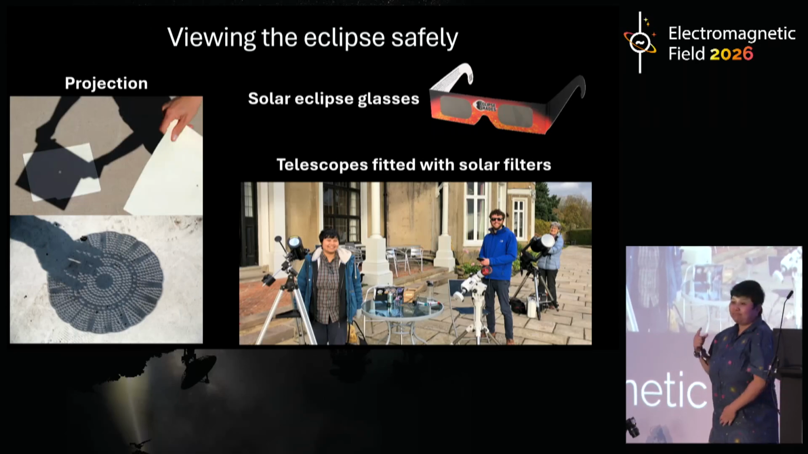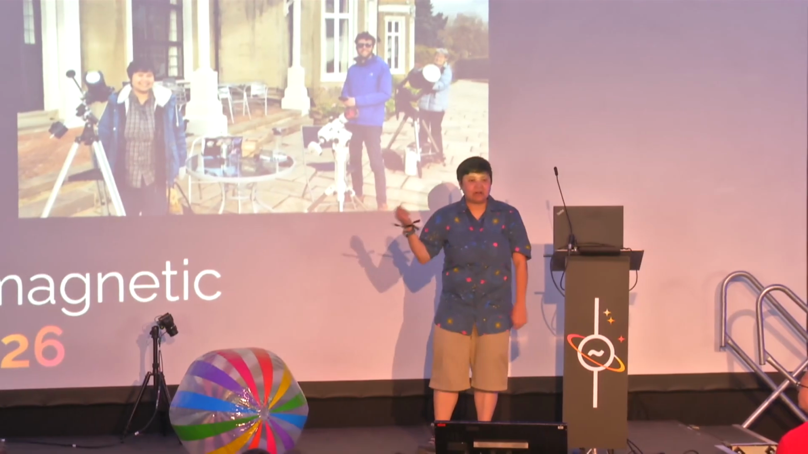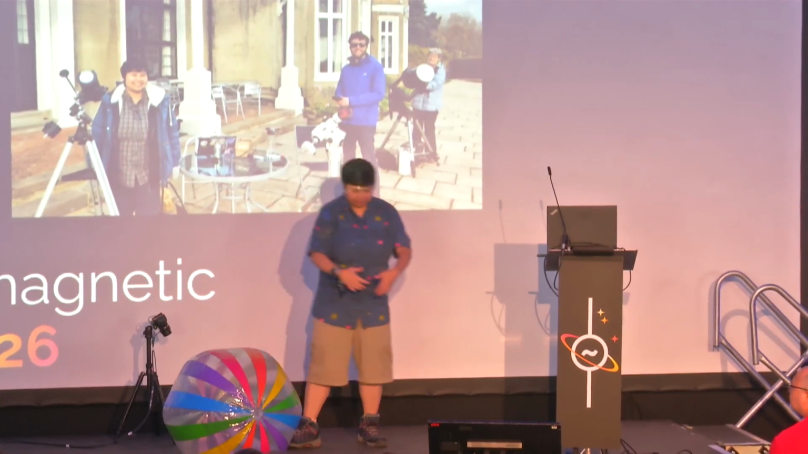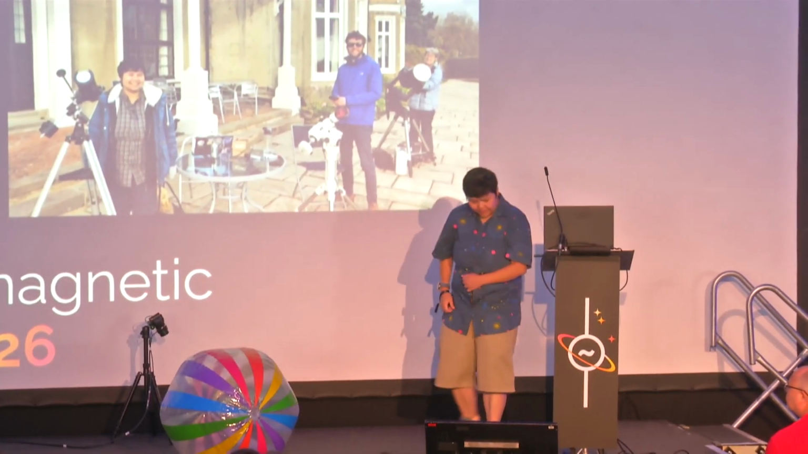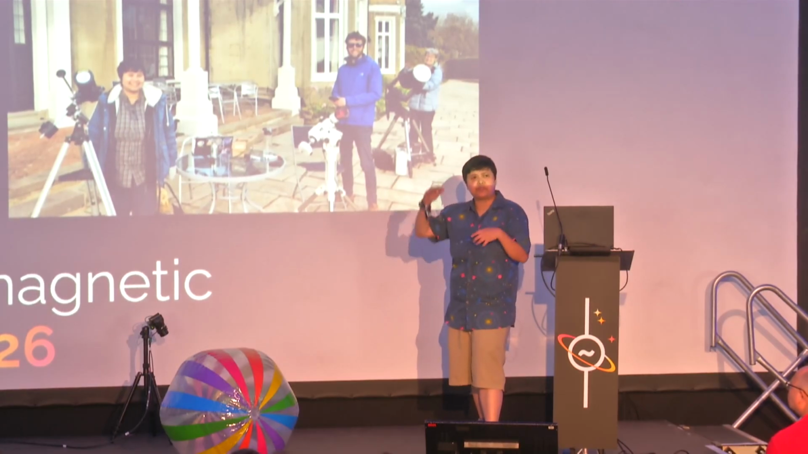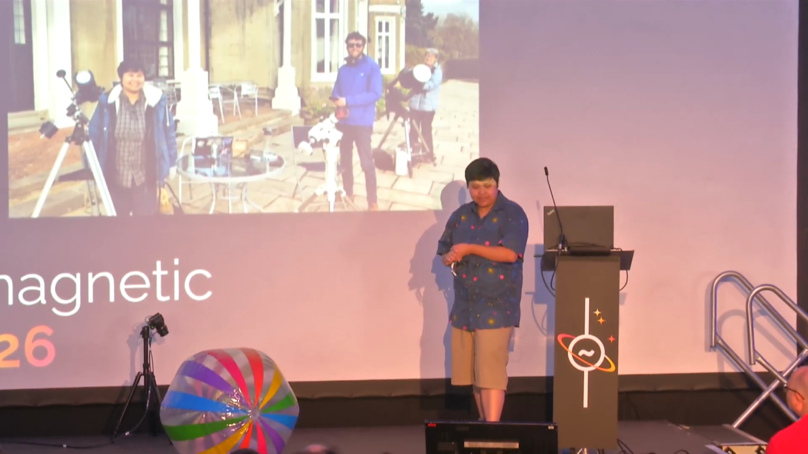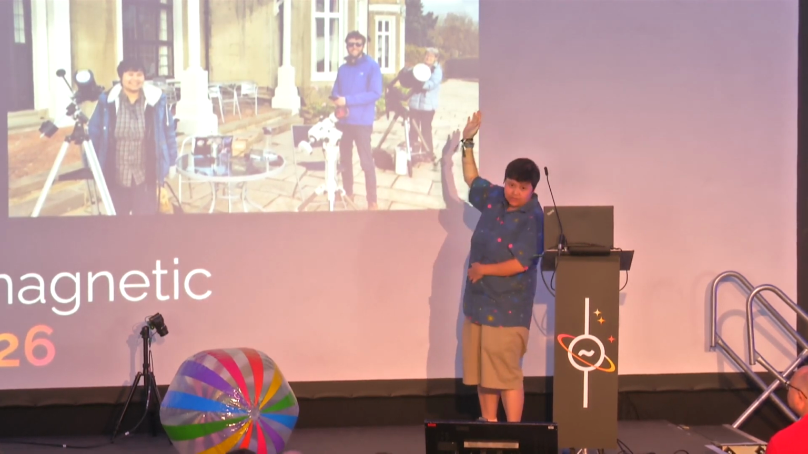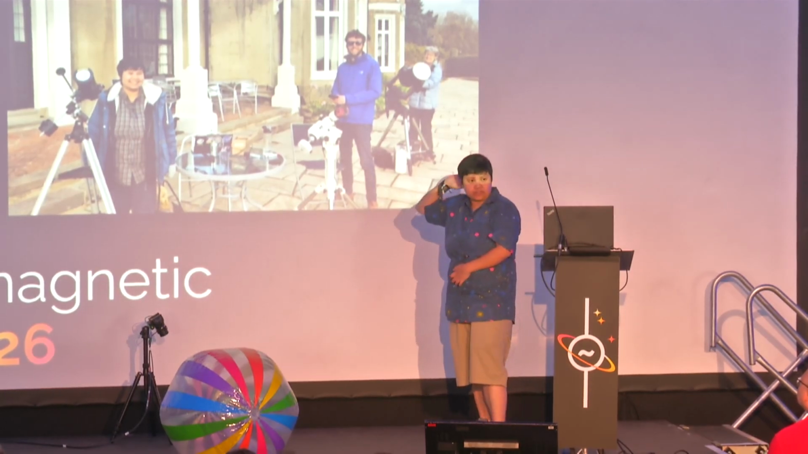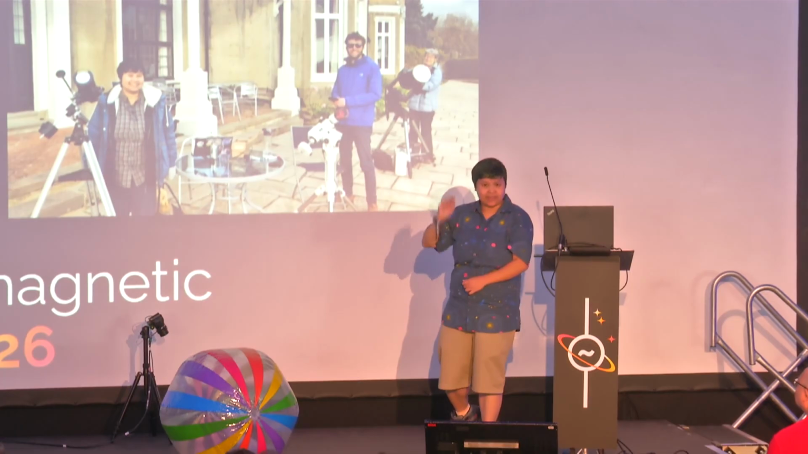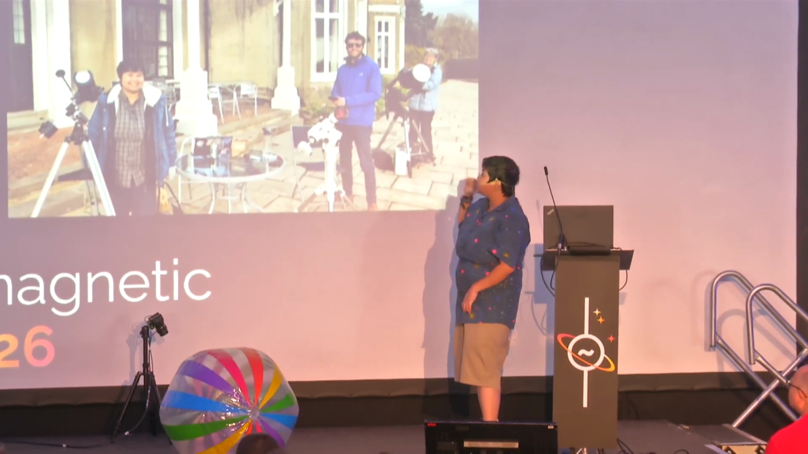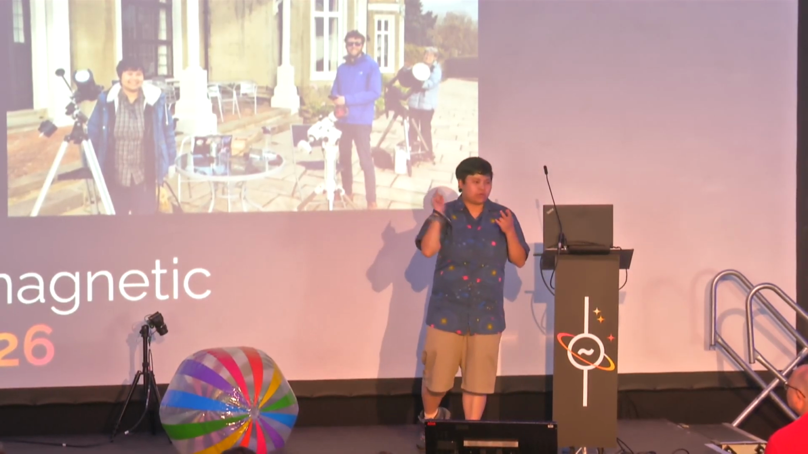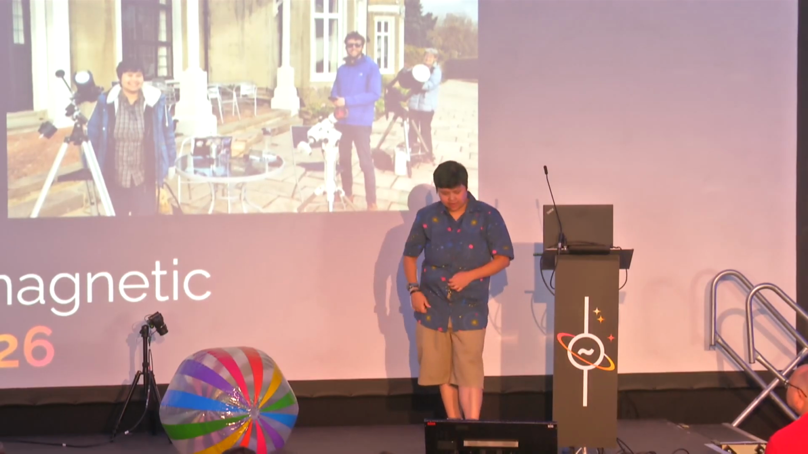Or if you don't want to do that, just get a colander. Colanders have lots of little holes, so you get some really nice patterns through the shadow that it creates. You can also do it through leaves on trees. They can also give you this sort of projection effect. You can use solar eclipse glasses. I'm pretty sure they're going to sell out very soon, so if you want to get some, now. Or you can use filters that go over your telescopes or your cameras or your smartphones and things like that.